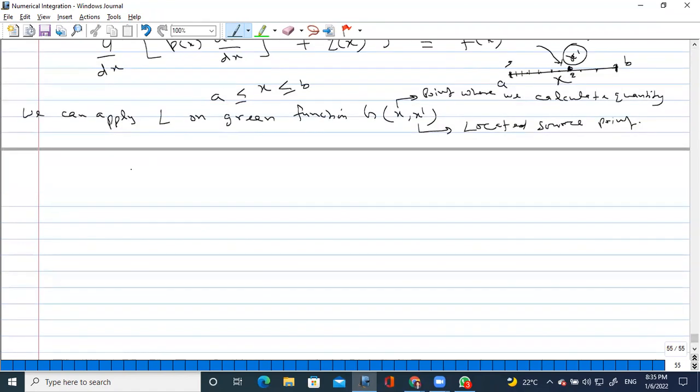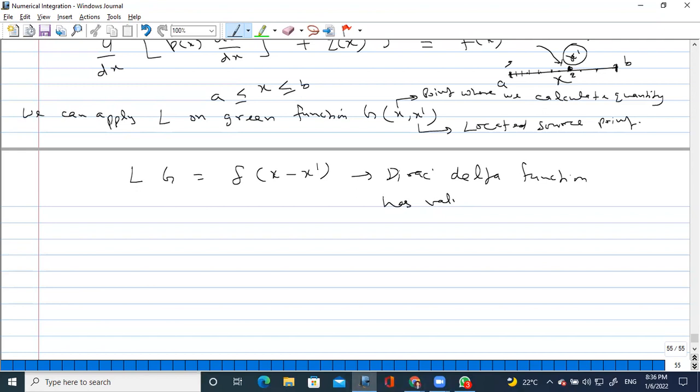So we can apply L on green function. If I apply L on green function, then it will become the Dirac delta function of x minus x dash. Okay, and this has value only at x equal to x dash point. This is the main thing of this.